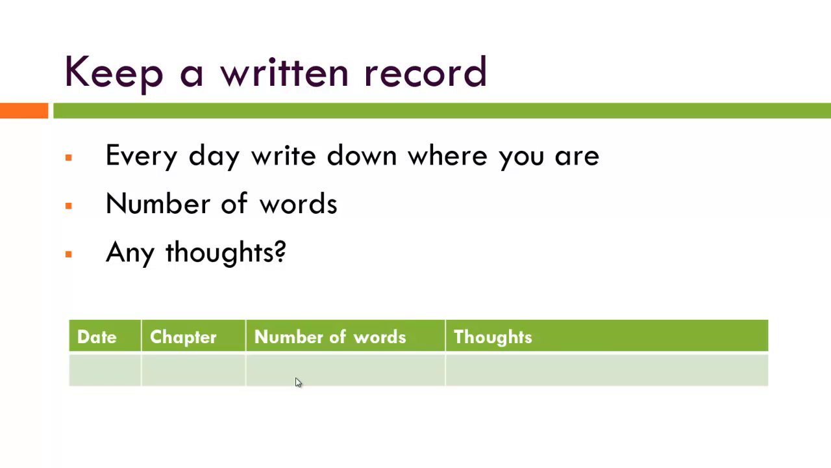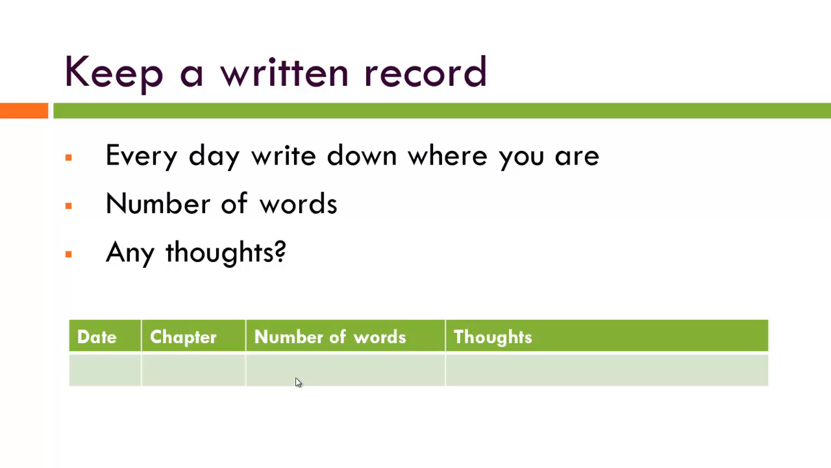The other thing to do, as we said in the writing tracker, is to keep a written record. So this is another way of doing that, is to write down the date, the chapter you're working on, and the number of words, and any thoughts that come up around that chapter. So it may well be that you've done the outline and you've pulled all the structure together, and as you're writing, some other ideas come up. Just pop it in the thoughts column, because then you can come back and work out how you weave those thoughts back into this particular chapter.